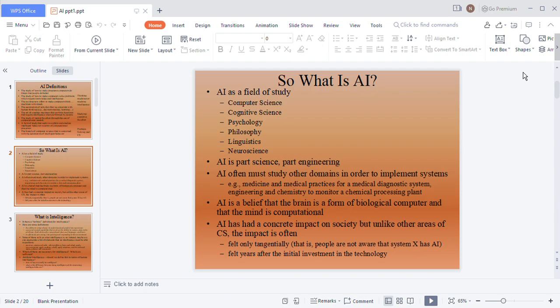So what is AI? AI is a field of study: computer science, cognitive science, psychology, philosophy, linguistics, neuroscience. Coming to the picture, computer science.